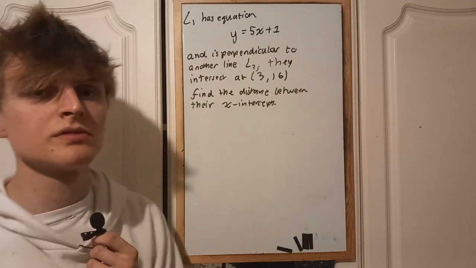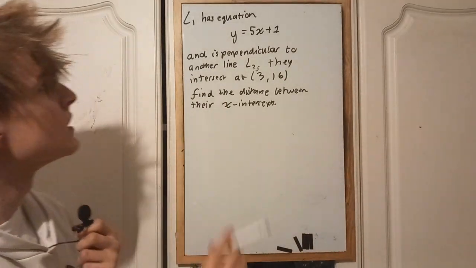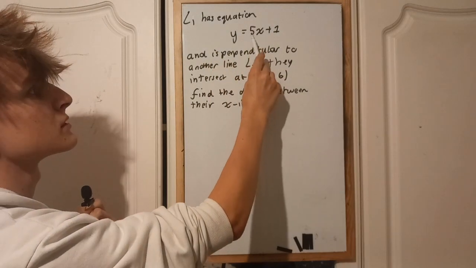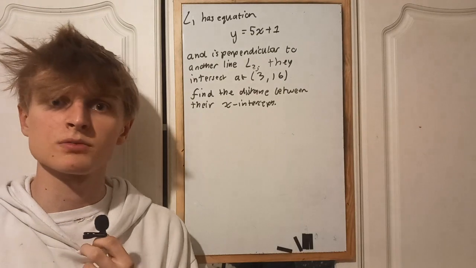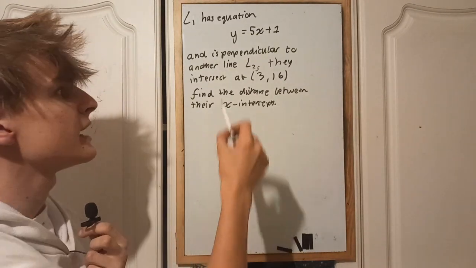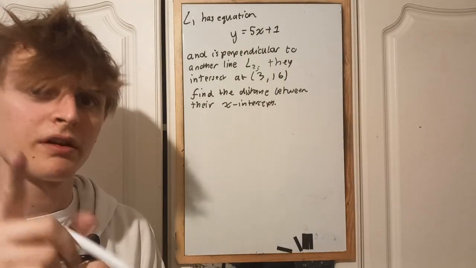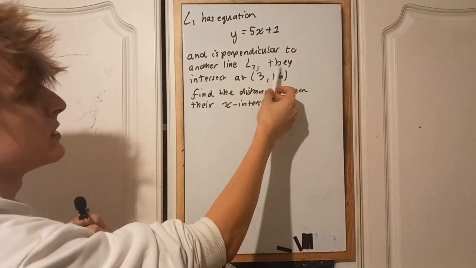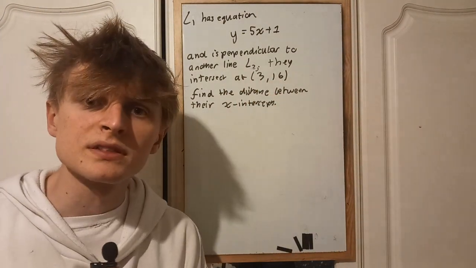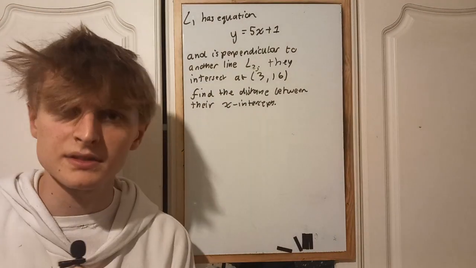Okay, so a good problem-solving strategy is to unpack all that information clearly. L1 has equation this, so we know its gradient and its y-intercept, and it's perpendicular to L2. So, as we've learned previously, that must mean that L2's gradient multiplied by 5 must equal negative 1. Very useful information. We can use that to figure out L2's gradient. And we know that they intersect at the point (3, 16). Okay, useful. And we're asked to find the distance between their x-intercepts.